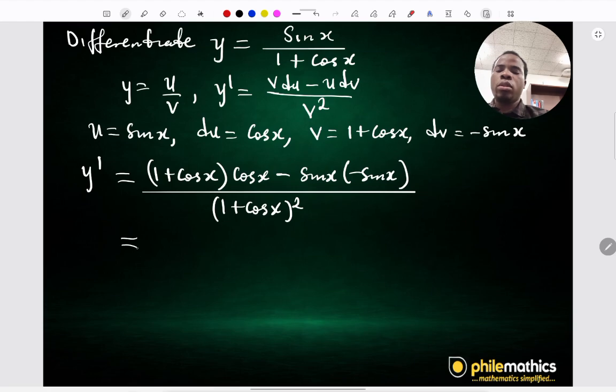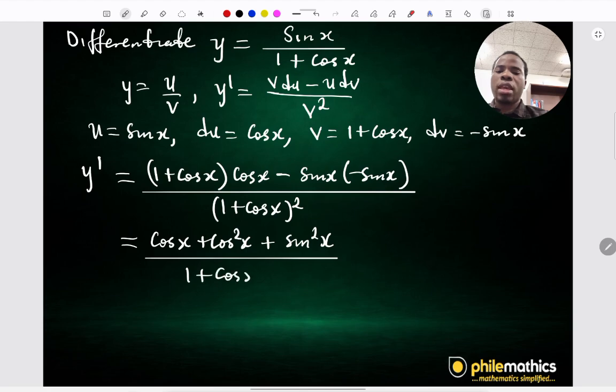So if we open the bracket in the numerator, we'll have cos x plus cos squared x. Minus times minus is plus, and sine x times sine x is sine squared x, over our denominator, which is 1 plus cos x all squared.